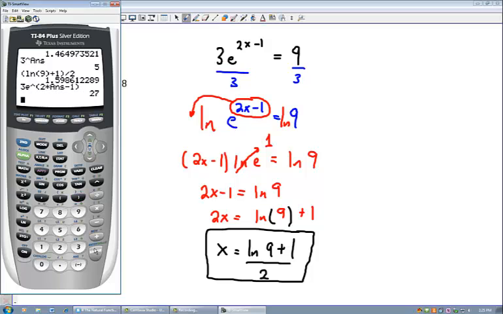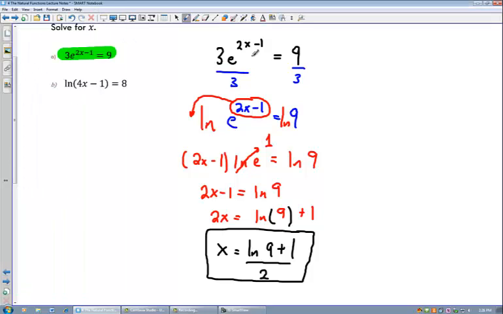I better get out, oops, I must have missed something. Right? Did I miss something here? So I got out 27. And what should I get out? I should get out 9. So let's go back and see where my mistake occurs here. Let's go back up to this first part and make sure I copied down the question right.